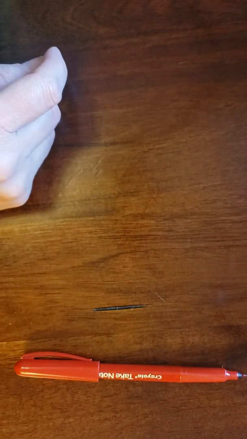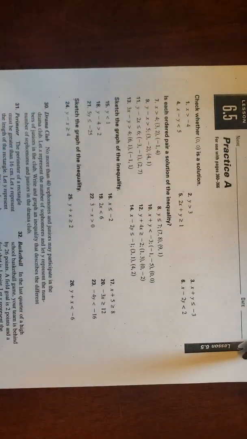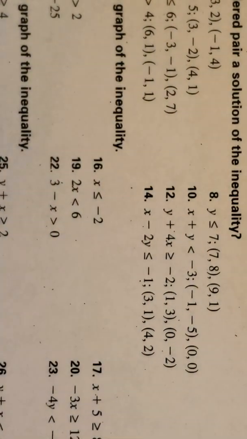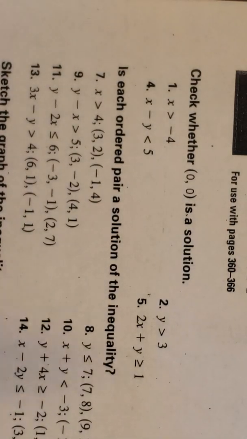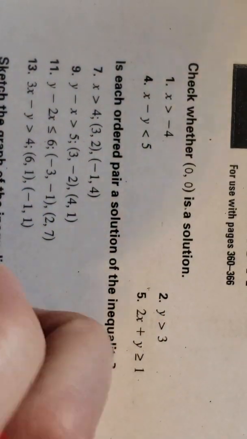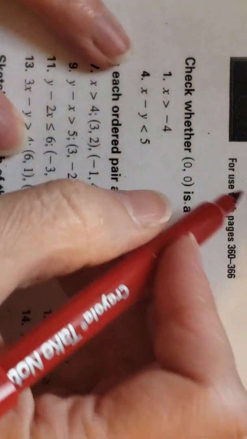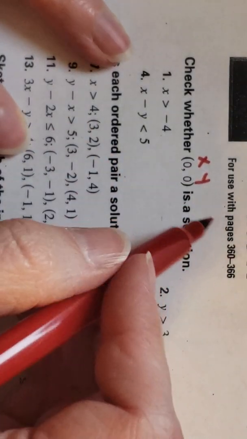So let me switch gears here for you. Okay, here is your practice. So I'm going to zoom in a little bit. Hang on. Okay. So here, this is getting you in the habit of checking your work. It's asking if 0, 0 is in the shaded region of all of these graphs, if you were to graph them. You do not need to.